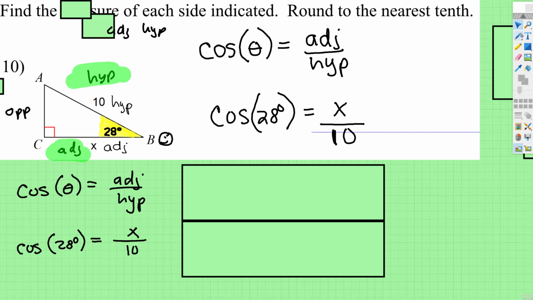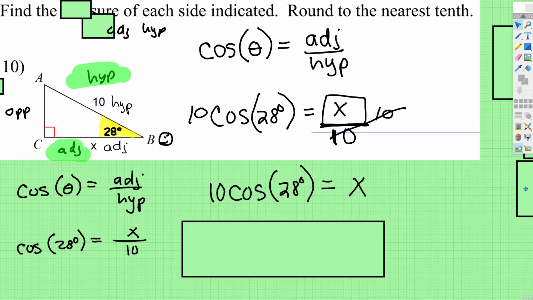And then think about inverse operations. We want to get this X by itself. What's the inverse of dividing 10? Yep, multiplying 10. So we're going to multiply both sides by 10. And then with your calculator, you're just going to simplify that.